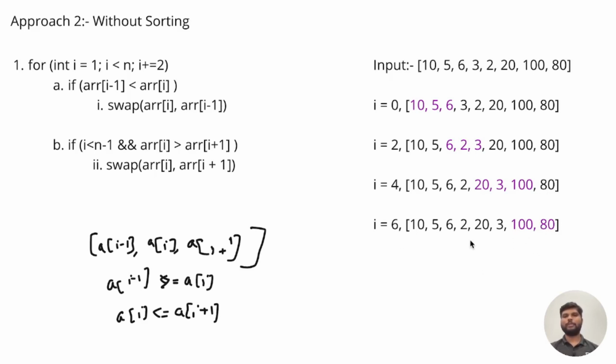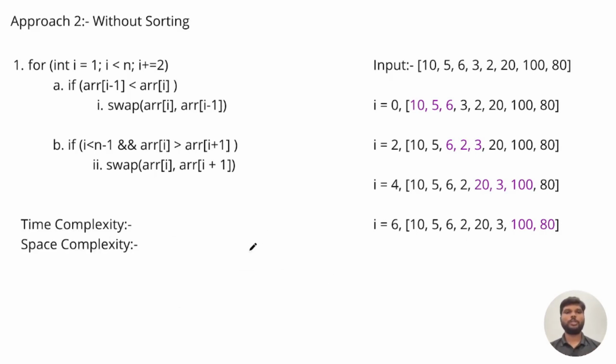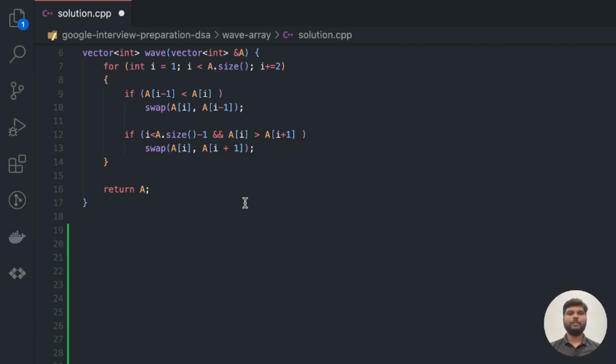So hope you are clear with the step-by-step iteration of this algorithm. So what is the time and space complexity of this approach? Well, we are just running one for loop over the entire array, so the time complexity becomes O of n. And what is the space complexity? As we are not using any extra space, the space complexity becomes O of 1. Now let's look at the C++ implementation for the approach.